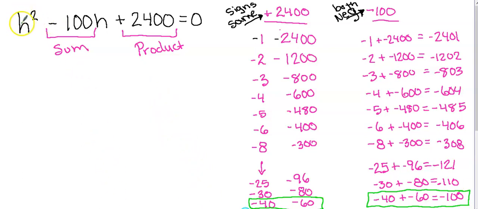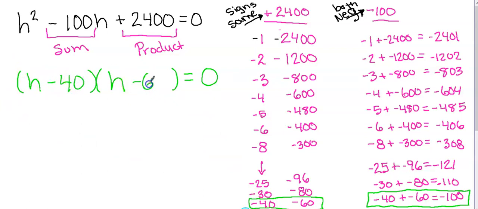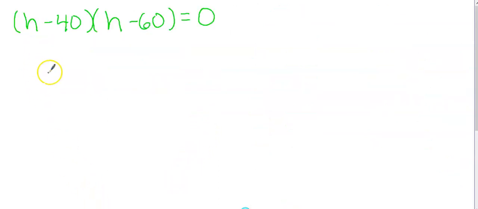Now that I've found it, this is a trinomial that has a coefficient of 1 on the squared term. That means when I find my winning pair, I am done with the factoring process. I simply put my h here and here, put minus 40 in one of them, and minus 60 in the other. So there's that step, factor completely. I'm going to take this to the next page, and we will then set each factor equal to 0 and solve them.